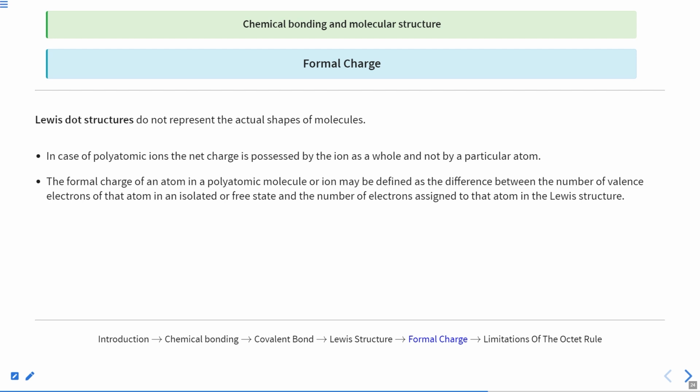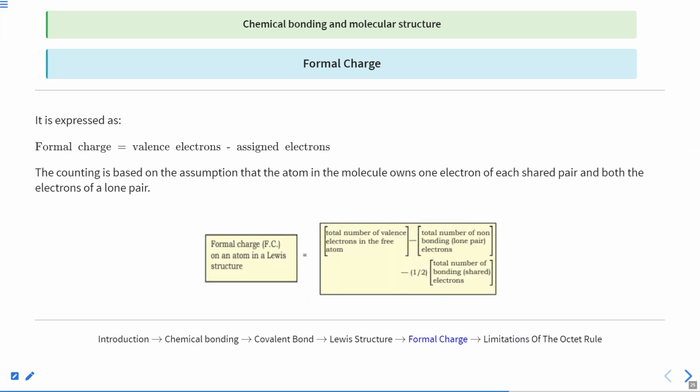Here we are defining the electron as going to one oxygen or one nitrogen, but in reality it is present all over the compound. Okay. Now the formal charge on an atom in a polyatomic ion may be defined as the difference between the number of valence electrons of that atom. Now we'll talk about formal charge, right? So just move to the formal charge.